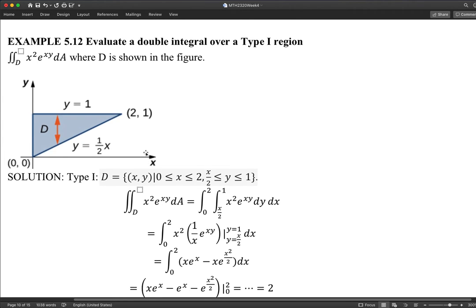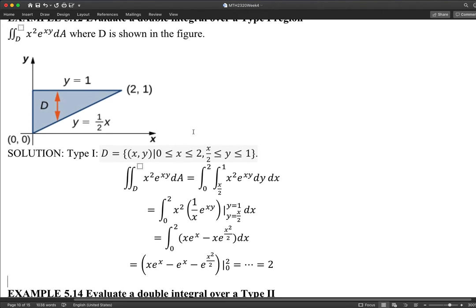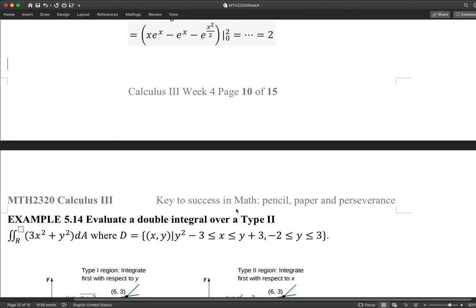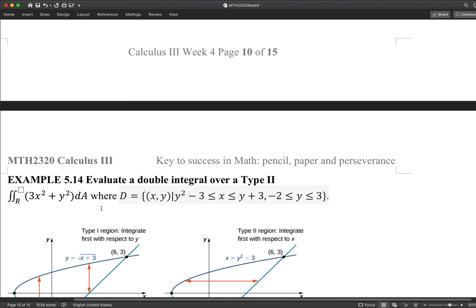Evaluate a double integral over a type 2 region. The double integral we are having here is in this fashion. Actually, this part, I just want you to know everything is given. But you really want to be very careful and make sure you understand the situation.